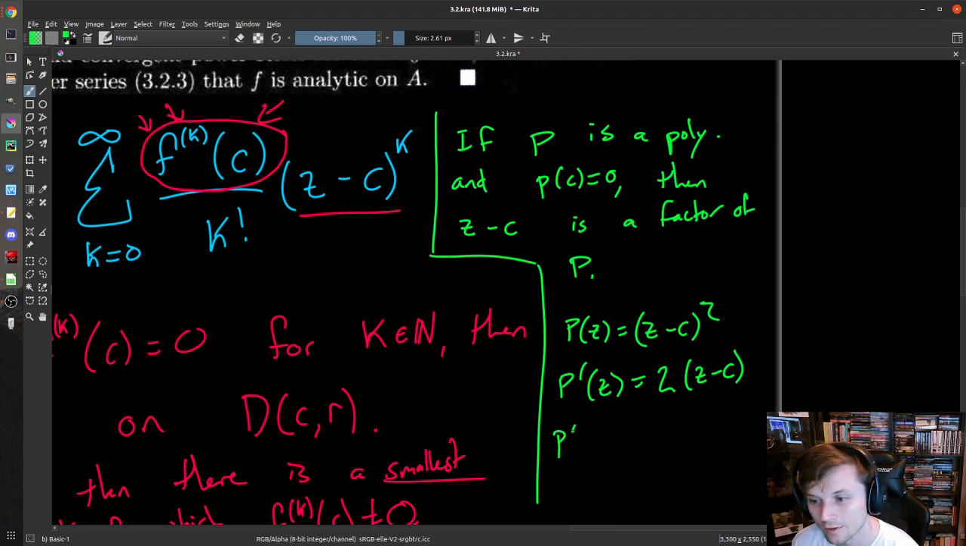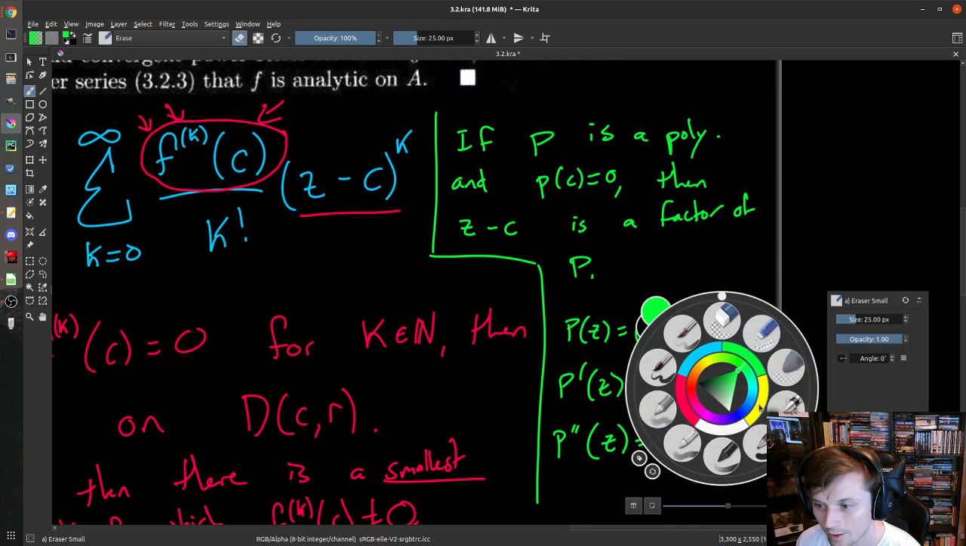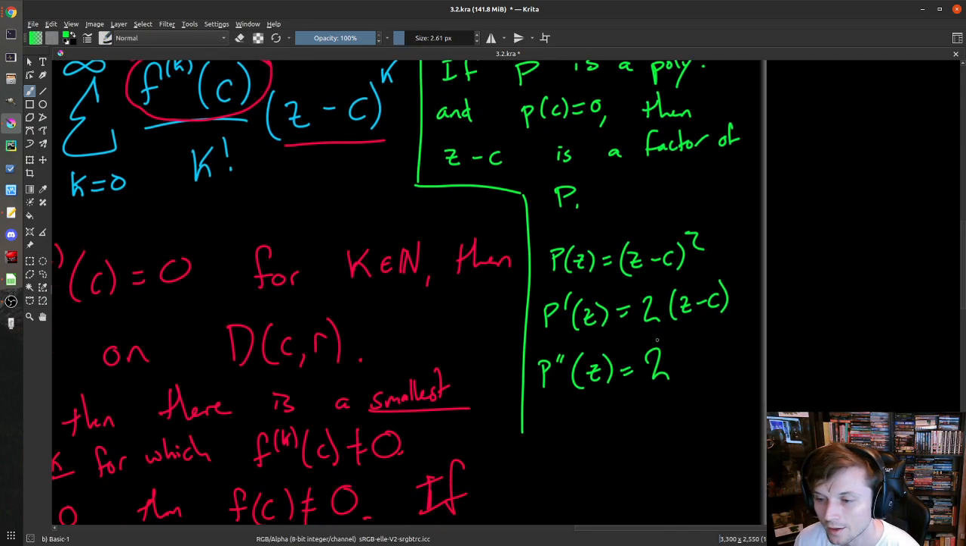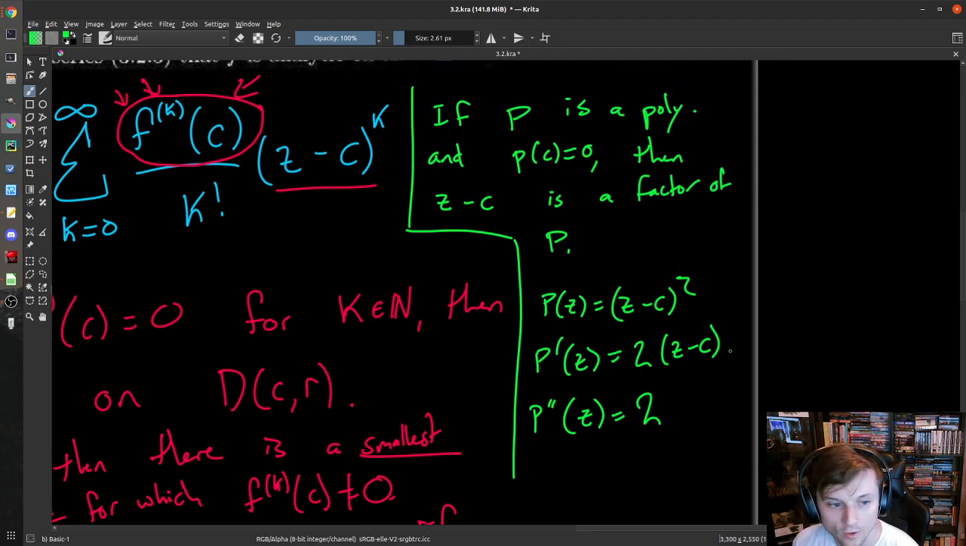Oh, but as soon as I take another derivative, I get down to just 2. Oh, it looks like there's 3 primes right there. I think my pen skipped. Double prime. There we go. So you get down to just 2 right there, and now z minus c is no longer a factor. There's nothing fancy there. That's just a very obvious thing. That's the order or multiplicity of a 0.